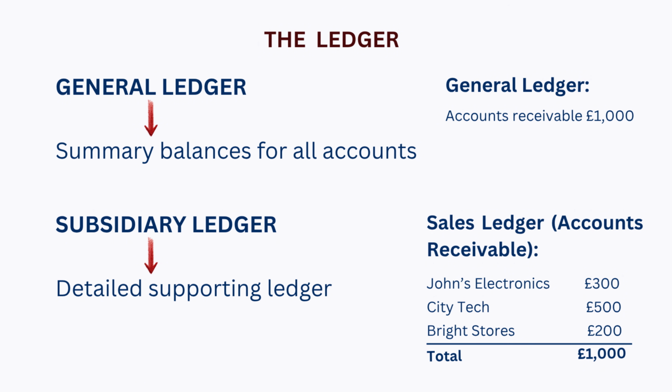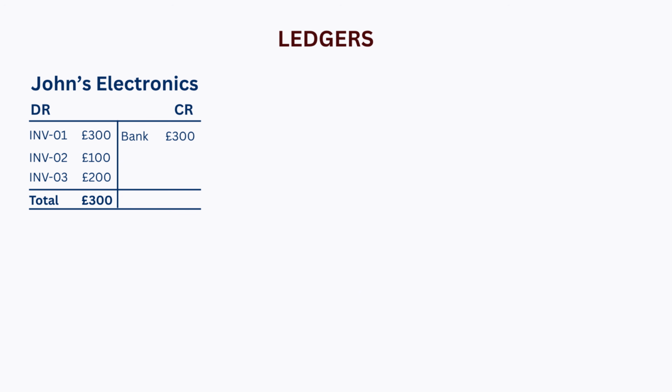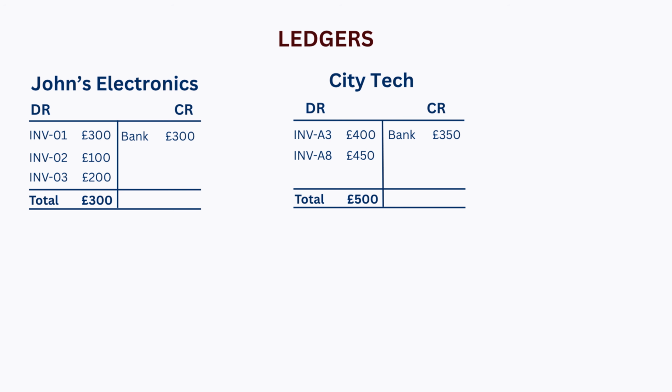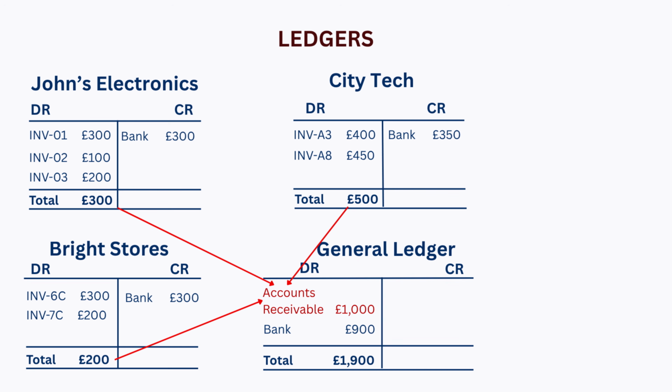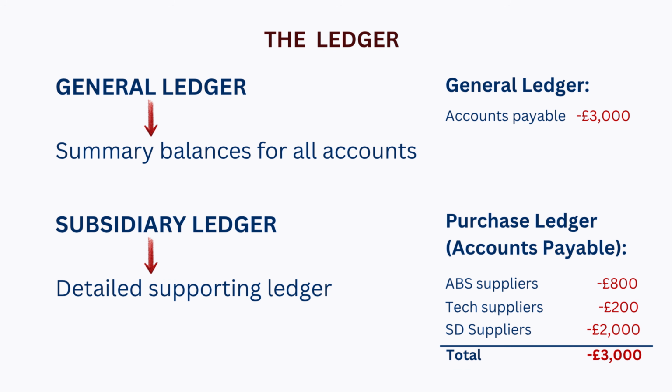Suppose 3 customers owe money. John's Electronics owes £300, City Tech owes £500, Bright Stores owes £200. The sales ledger shows each customer separately. But in the general ledger, accounts receivable would simply show the total £1,000. The same idea applies to suppliers. The accounts payable account in the general ledger shows the total amount owed to suppliers. But the purchase ledger shows how much is owed to each individual supplier.